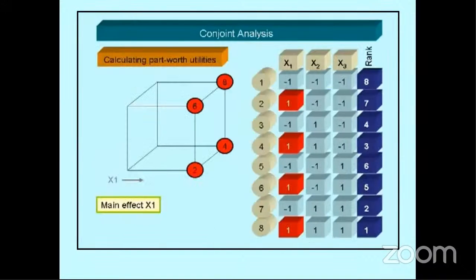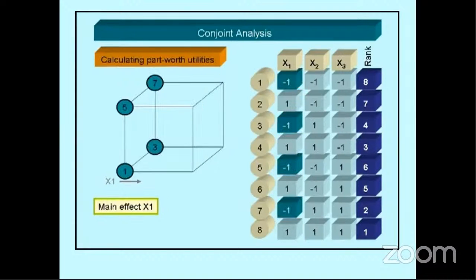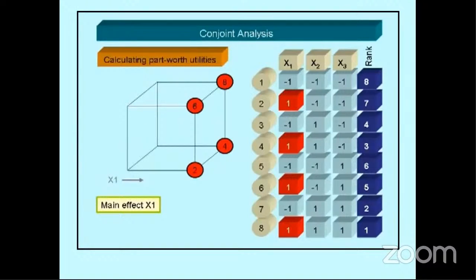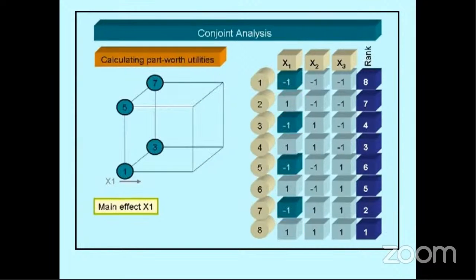So the design can be, you can take the combination, these are main effects. See, these are the main effects, 2, 4, 6 and 8. Then what can be another main effect? If I want to see the main effect of x1, which was color, then 2, 4, 6 and 8, and here 1, 3, 5 and 7. This will give me the main effect of the color.